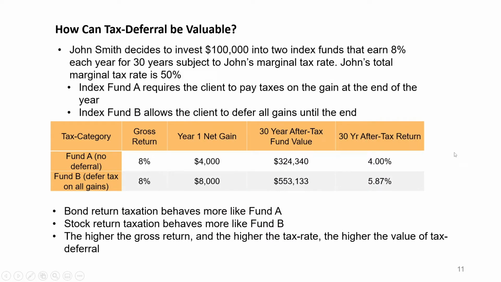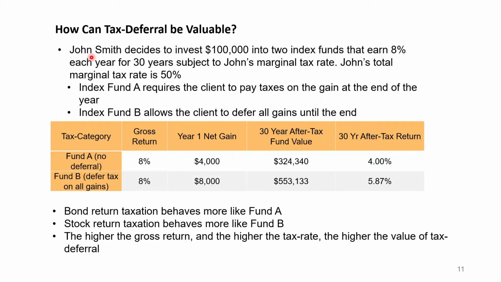So now let's quickly talk about the benefits of tax deferral. One of the things we mentioned in the previous slide was that with stock gains, you can defer the taxes. You can defer it almost indefinitely, until you die and pass it on to your beneficiaries, or you can defer it until you actually sell the asset. So we're going to go through a quick example about how that works.